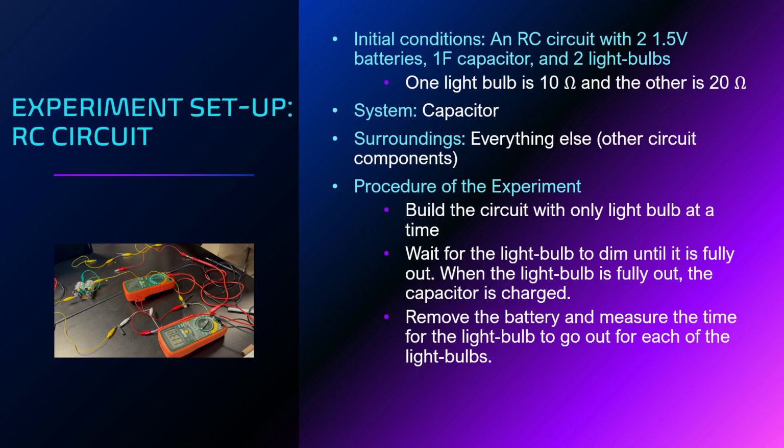Now, the procedure for this experiment was to build a circuit with only one light bulb at a time, and wait for the light bulb to dim until it is fully out. When the light bulb is fully out, the capacitor is charged. Then remove the battery and measure the time for the light bulb to go out for each of the light bulbs.